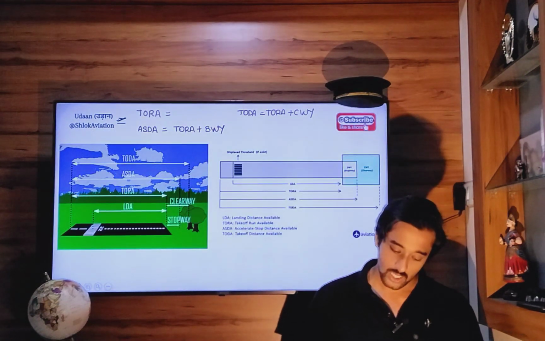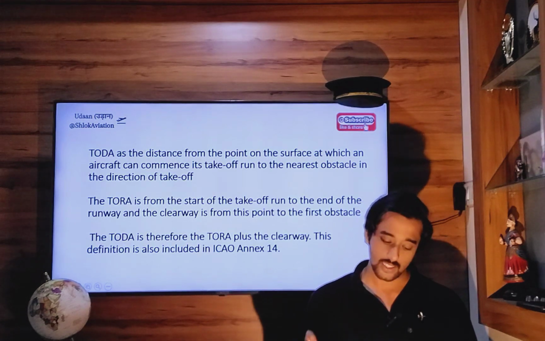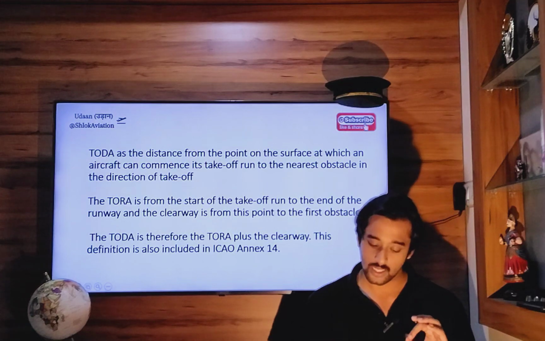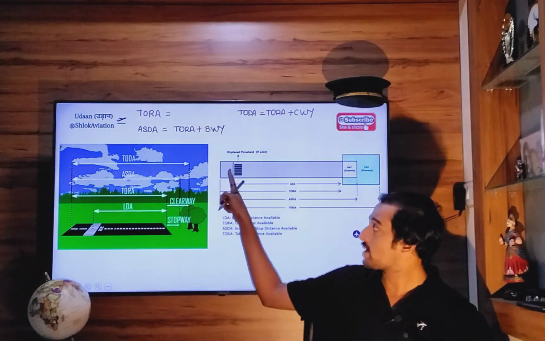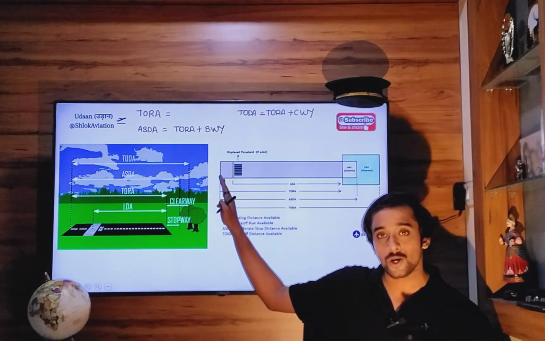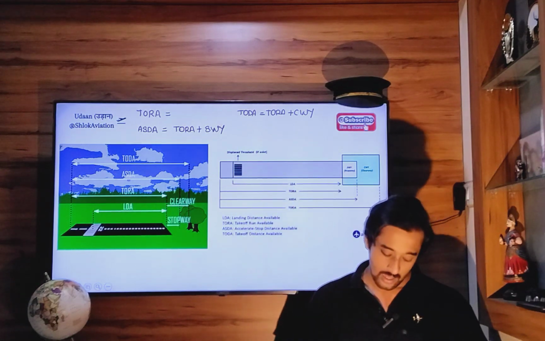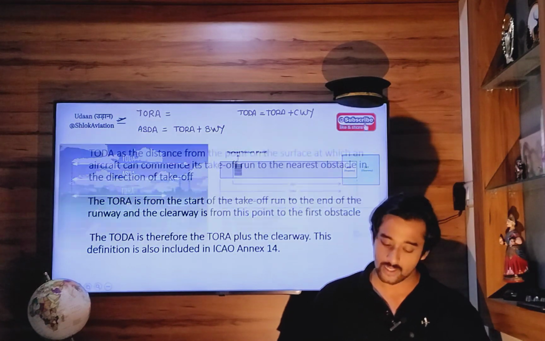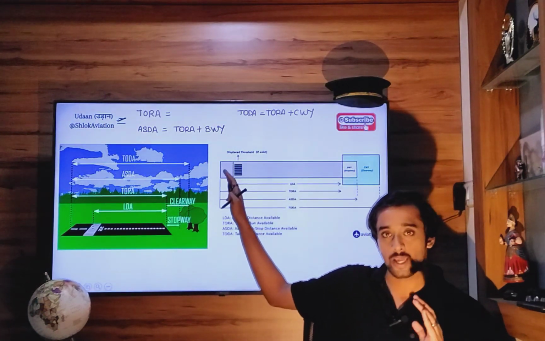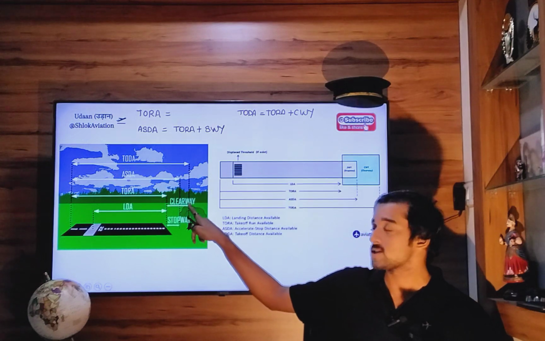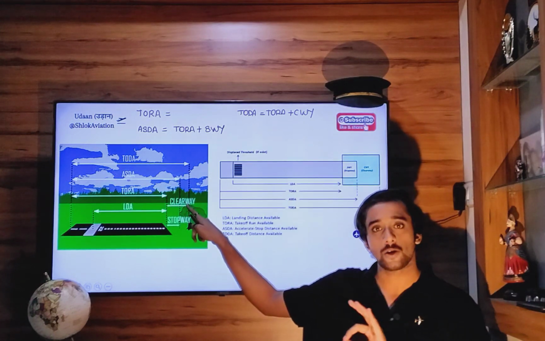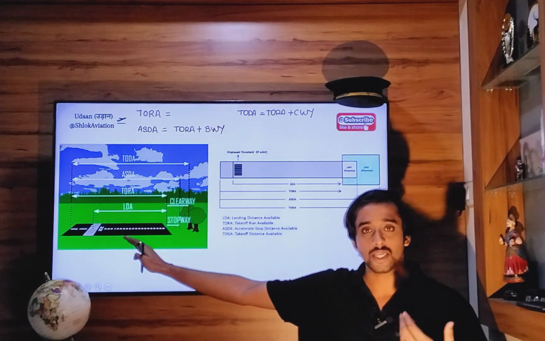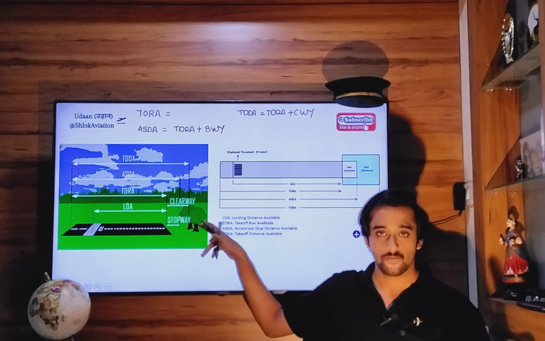Next, question number 32. So read this. Takeoff distance: distance from the point on the surface at which aircraft can commence its takeoff run, so a point on the surface of the runway from where you begin your takeoff roll, to the nearest obstacle in the direction of takeoff. So takeoff distance available is from the point you begin your takeoff roll to the point where the first obstacle falls in your takeoff path. It's nothing but this runway length, which is takeoff run available plus clearway.